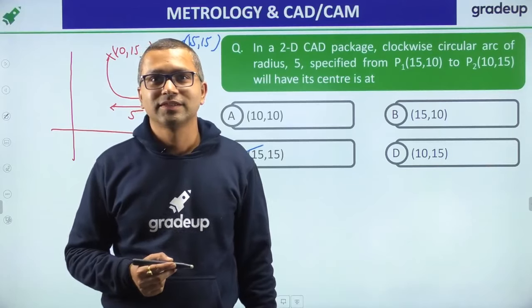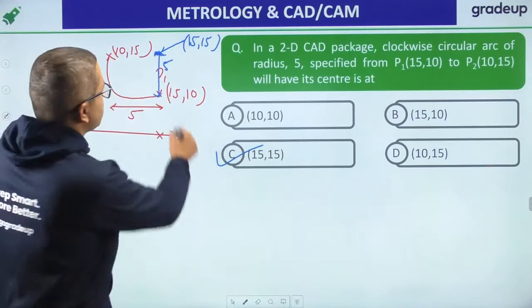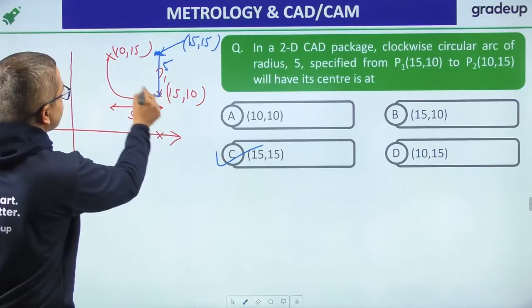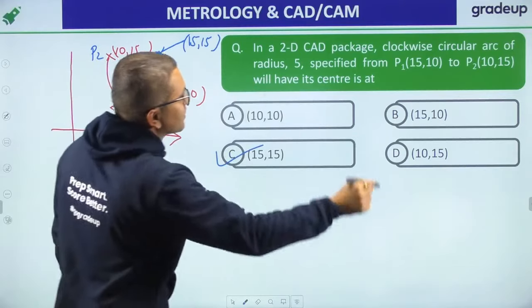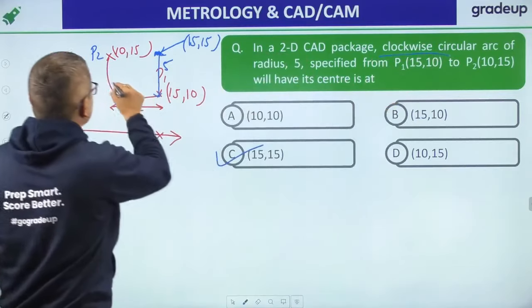Okay. Fine. Now from P1 to P2 you have to go, right? This is P1, this is P2, and it says clockwise. So this is the only option.